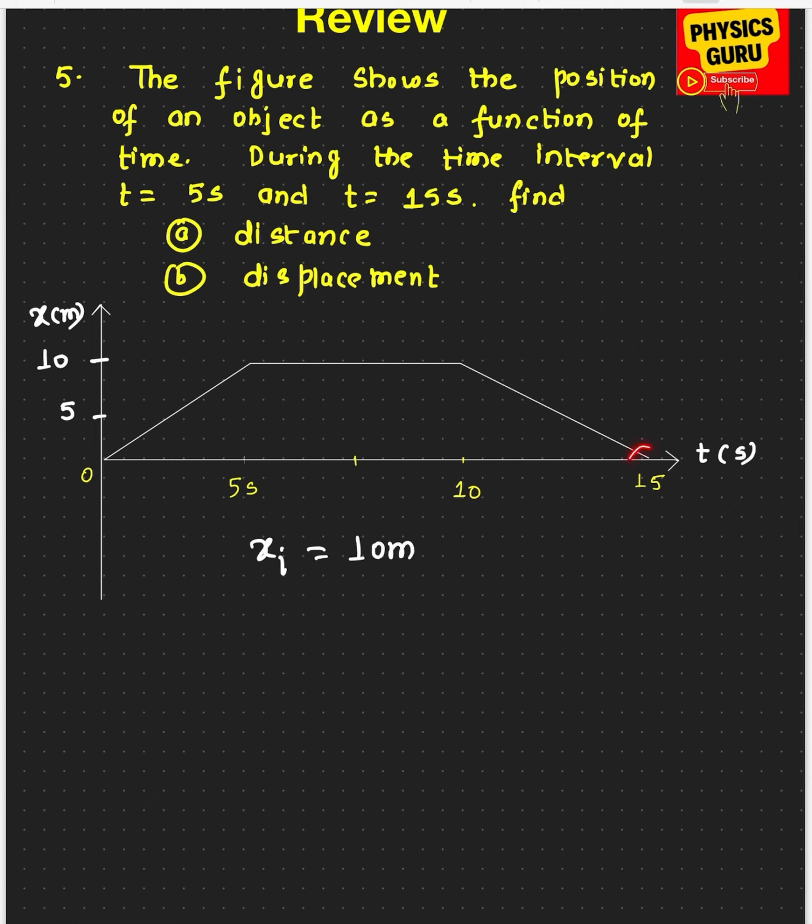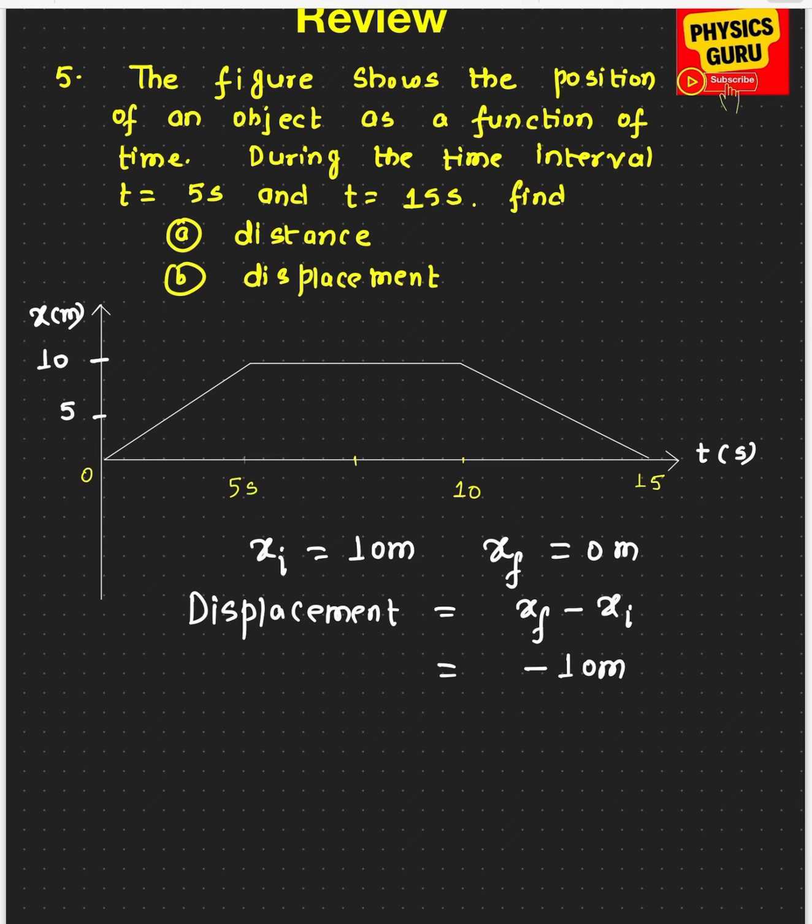And my final position is 15 meter at 15 seconds. And at 15 seconds, my final position is 0 meter. So my final position is 0 meter at 15 seconds. So by definition, the displacement is final position minus initial position. That's what you get. So what you get here will be negative 10 meter.